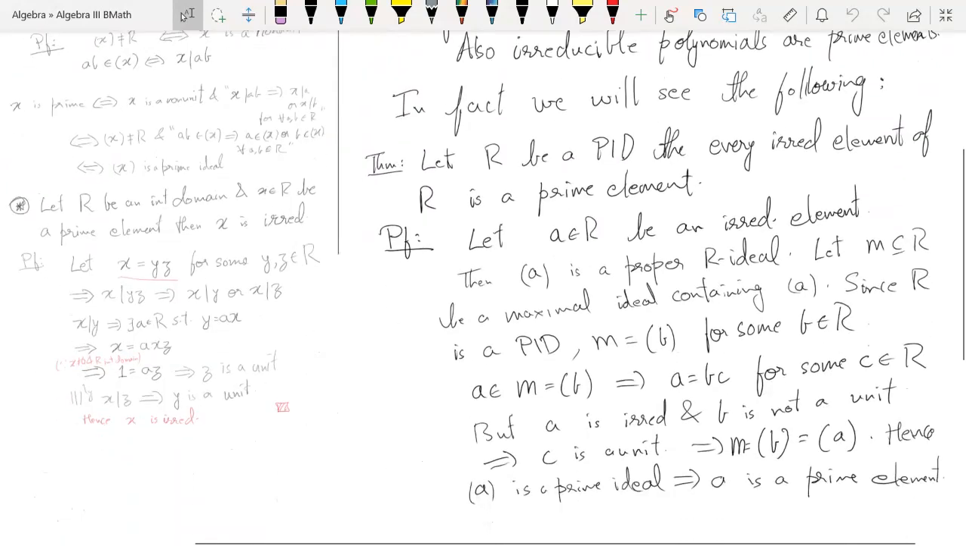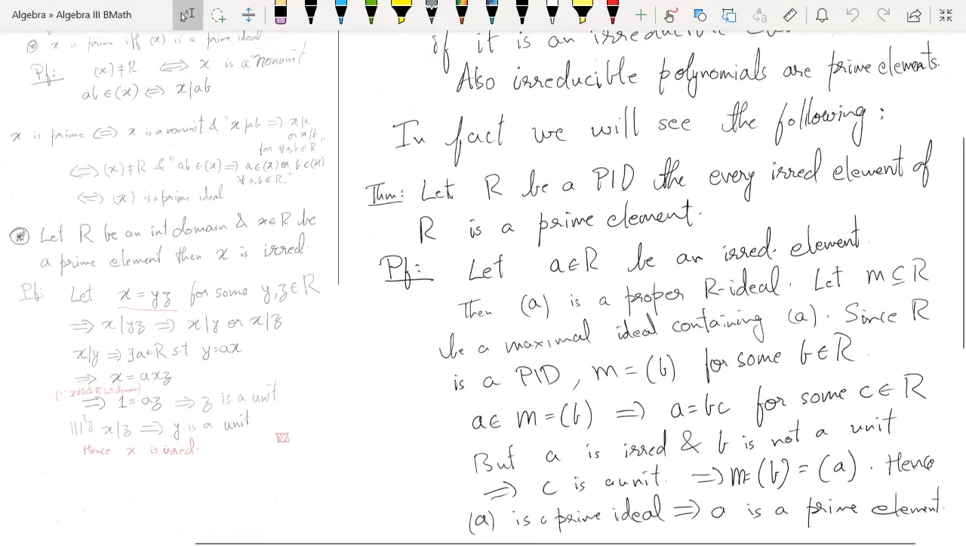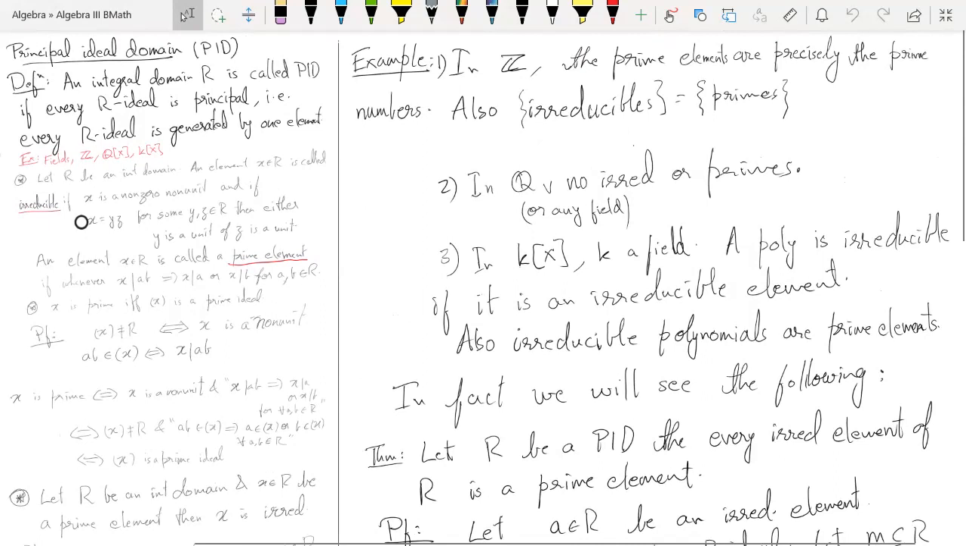Okay, so we saw the proof that primes are irreducible. Now some examples. So I guess examples are here.